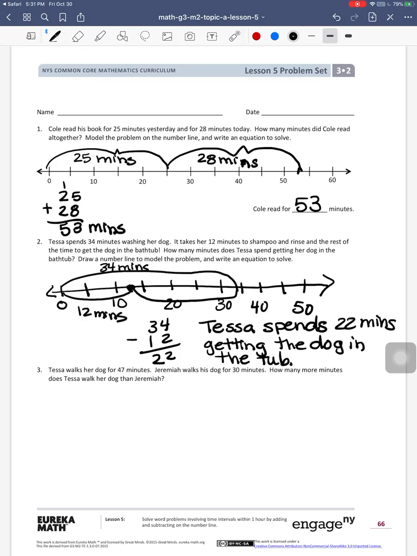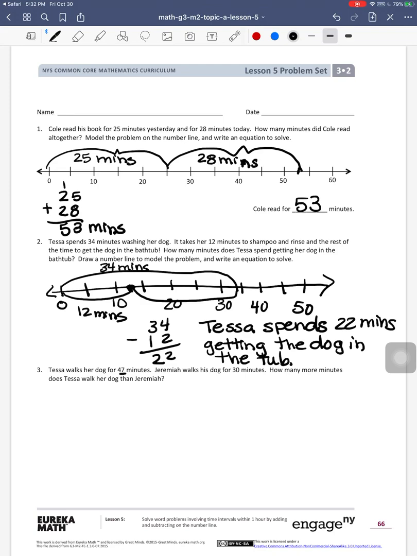Number 3. Tessa walks her dog for 47 minutes. Jeremiah walks his dog for 30 minutes. How many more minutes does Tessa walk her dog than Jeremiah? All right, let's make another number line.